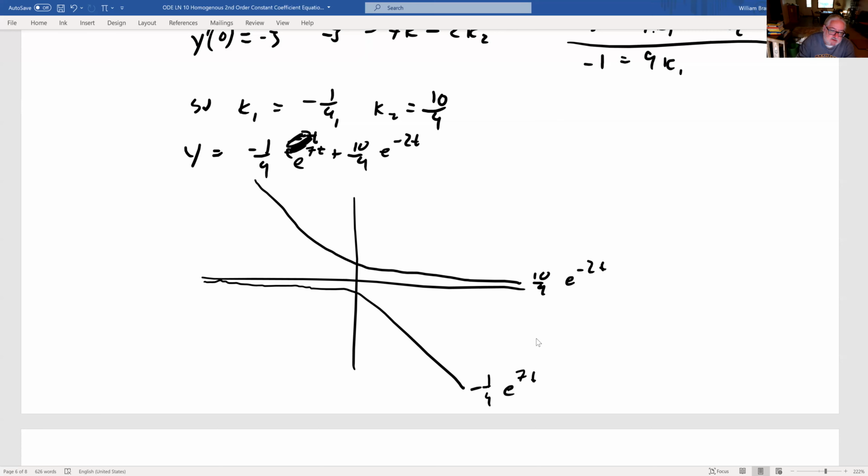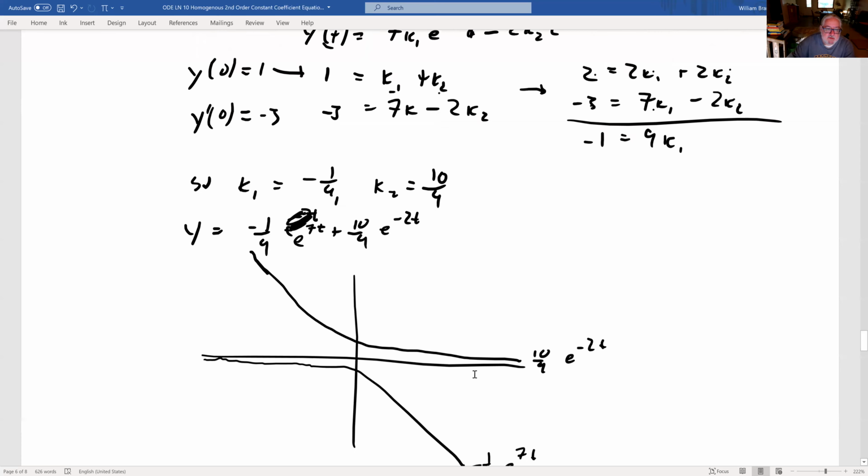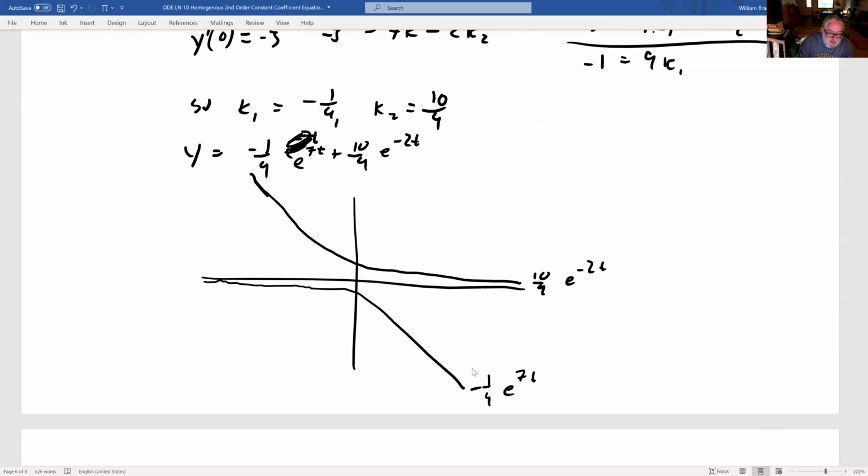So what's our solution going to look like? Our solution curve will actually, what was my y0 anyway? 1. We'll start up here along this, and then it will transfer down to this one that's going down to minus infinity. So that's our solution curve. This is close to 0, so if you add something close to 0 with some really big number, you get something really close to this graph. So the solution curve actually transfers from one to the other as t goes forward in time.